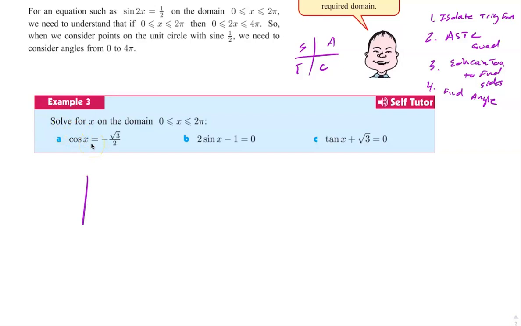So next I'm going to do "All Students Take Calculus." From before, we know that this means all trig functions are positive in the first quadrant, only sine is positive in the second quadrant, only tan is positive in the third, and only cosine is positive in the fourth. So for cosine, the chart would look like this: plus at A and plus at C.